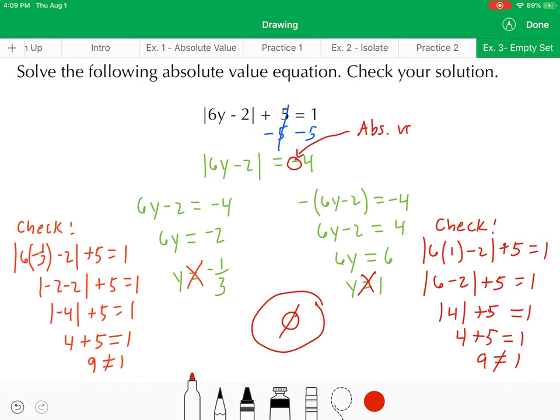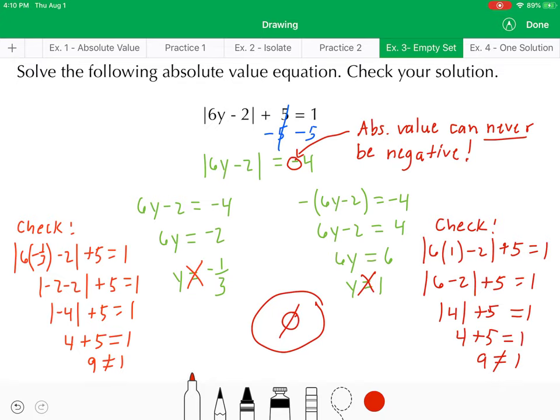Absolute value can never be negative. So we could have saved ourselves a lot of time if we had made that observation in the beginning, okay? I think that it's always a good idea to check your answers in case you make that oversight, right? We were still able to catch ourselves by going through the full process here after we checked our answers and saw that neither of them worked, okay? So always watch out for that particular situation.